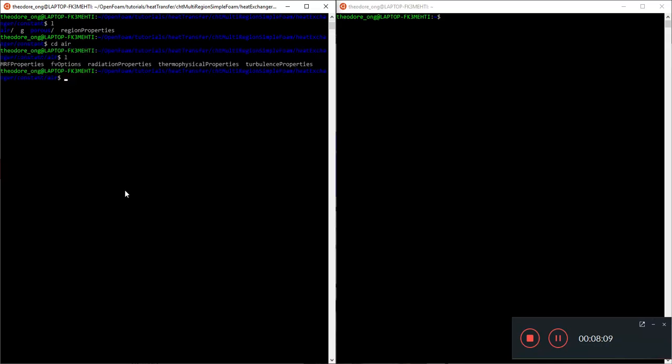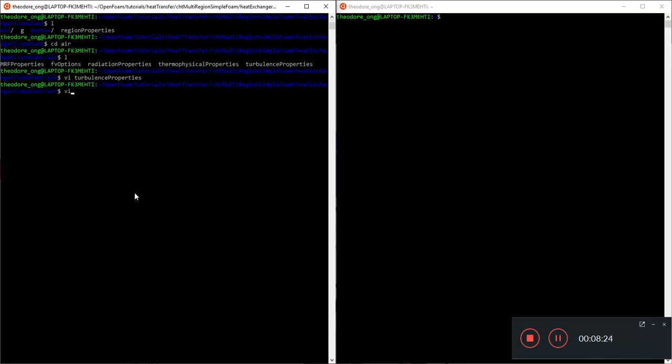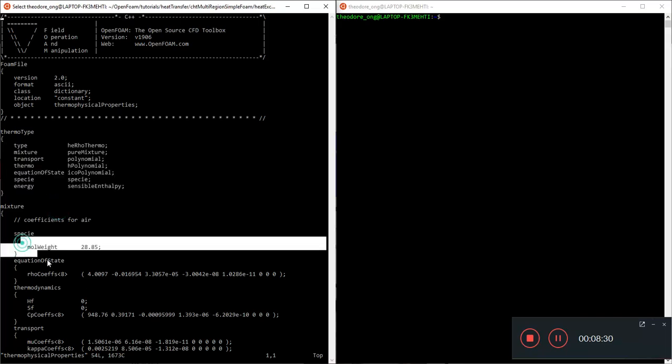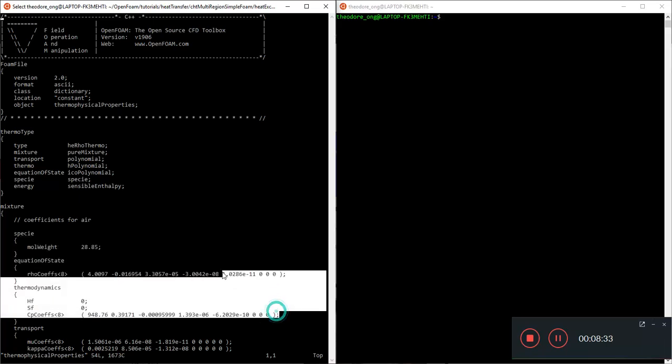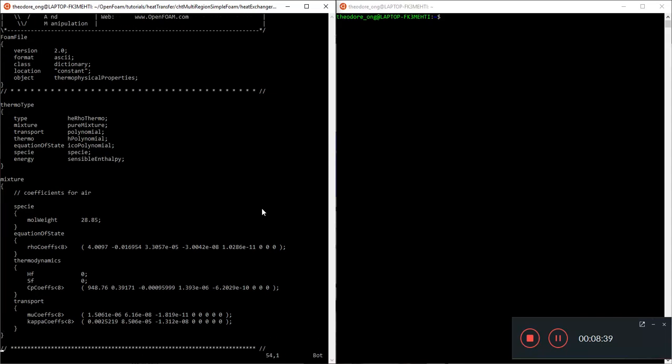So let's look at the air. All right, let's start with what we are familiar with, turbulence properties. Okay, this is a k-epsilon model, nothing too new, with Reynolds-averaged Navier-Stokes. We can look at thermophysical properties, and we can see this is hePsiThermo, it's air. Then it has some coefficients for this equation of state. You can see in some of the earlier videos that we can have a very simple equation of state, like PV equals nRT, or some more complicated equation of state. And here we have 8 coefficients.